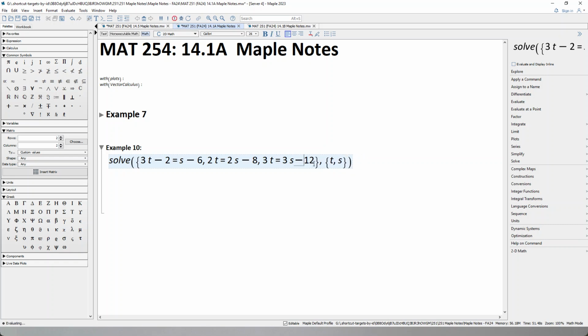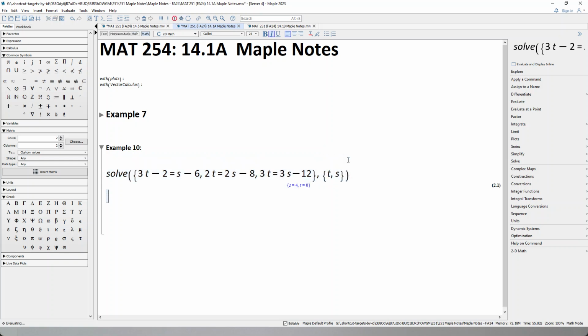So double check everything because it doesn't look like it does on the page exactly. So 3t minus 2 equals s minus 6. 2t equals 2s minus 8. 3t equals 3s minus 12. And then close that parentheses because that's the end of your system of equations. And then you put a comma. And then you tell it what you would like it to solve for, which is t and s, those two variables. So I put curly braces in, say t comma s, and I close my curly braces. And then I hit enter.